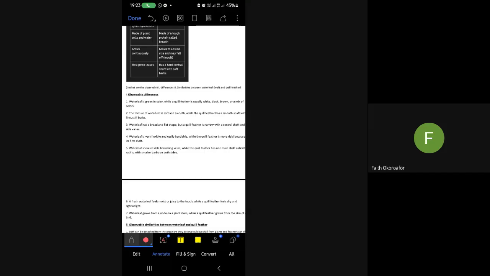Water leaf grows from a node on a plant stem, but the quill feather grows from the skin of birds. So whenever you are asked an observable question, please note, if you are asked any question and you see the word observable, let your answers be related to what you can see on that specimen. Okay? Let your answers be directly related to what you can see visibly.